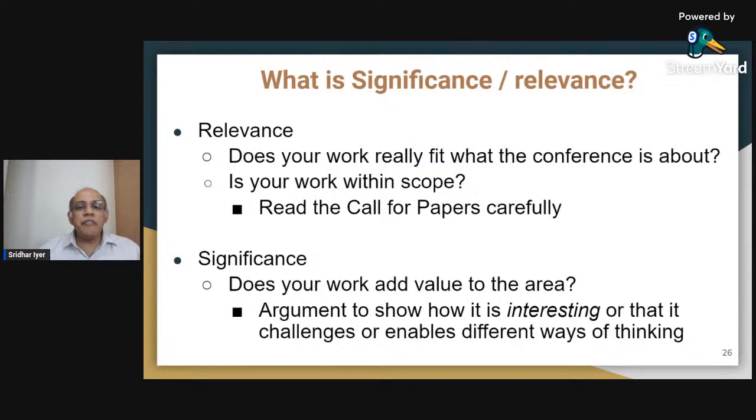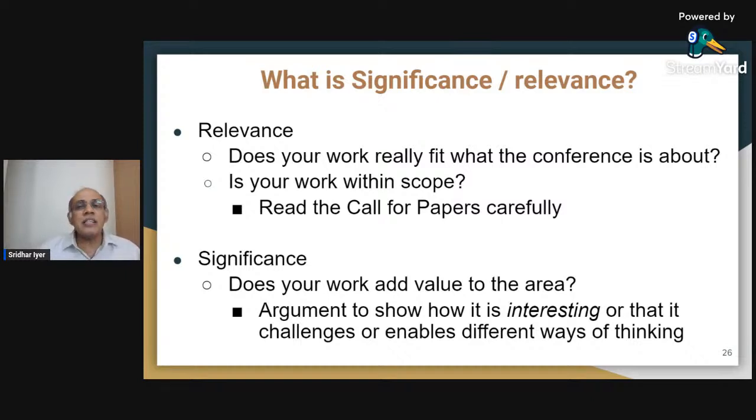Then the second thing is significance, which is about, are you adding value to the area? Have you done interesting work? Do people care about the problem that you're working on? Is it challenging something? Is it opening up a new idea? Those things are what are looked for when a referee says, okay, what is the significance of this work?